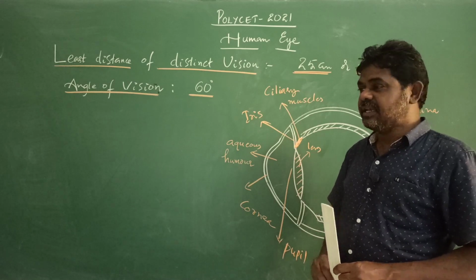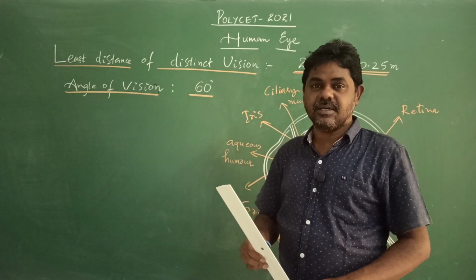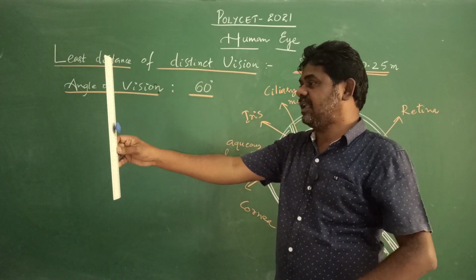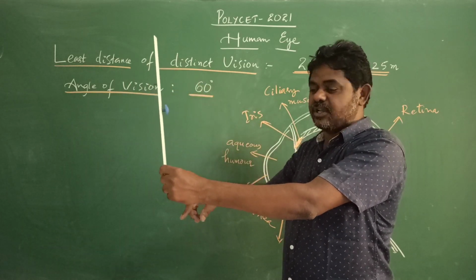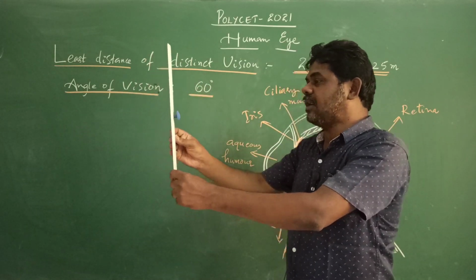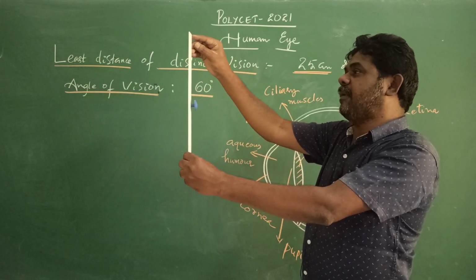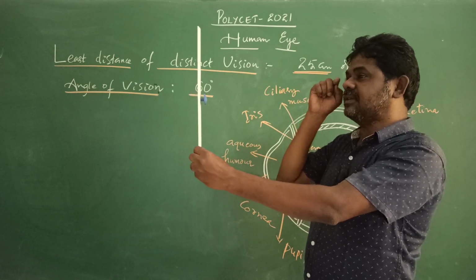Angle of vision means, if you keep this scale or any object, and you want to see the full scale, I can see the full scale because it is small in length. So if you keep a long scale and want to see the full image, the top of the scale should reach your eye and the bottom of the scale should reach your eye.